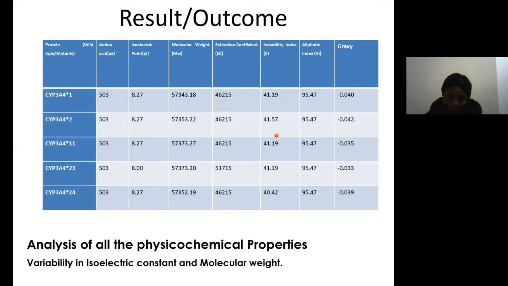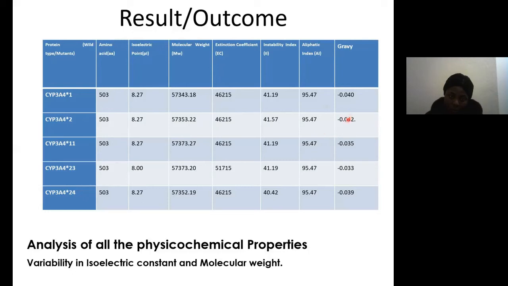Values higher than 40 are an indication of instability, with higher instability in CYP2 and CYP24, which is similar to the report obtained in the RMSD. The aliphatic index, which is the relative volume of the protein which the aliphatic side chains occupy, is the same and is high in all the studied mutants and the wild type, which indicates a state of thermostability.